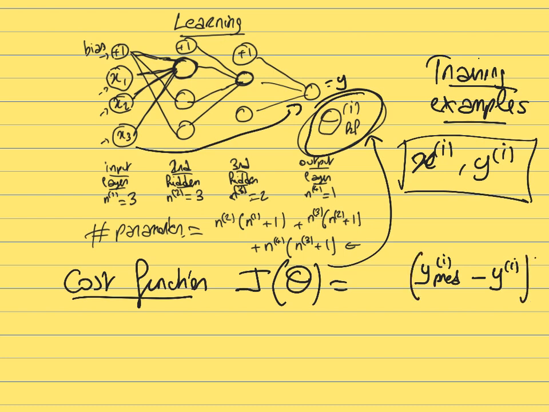Then you take the square difference to make sure that you cannot have some positive error that is counterbalanced by some negative error. Then you are going to sum over all the training examples. So you will use, for example, m training examples. So you will take the sum from 1 to m of this, and then divide by 2m, for example, if you want to use the same cost function as for the case of linear regression.